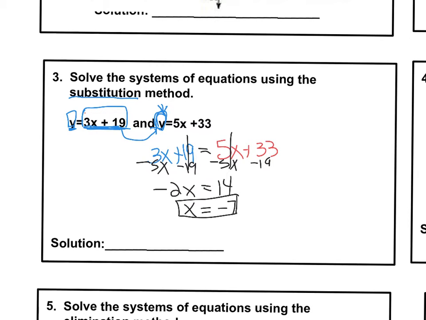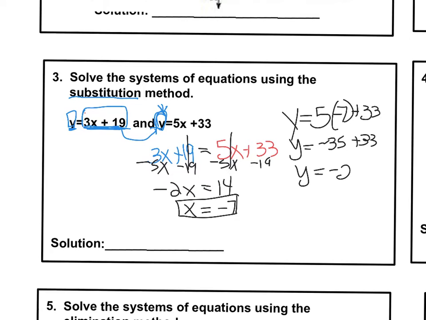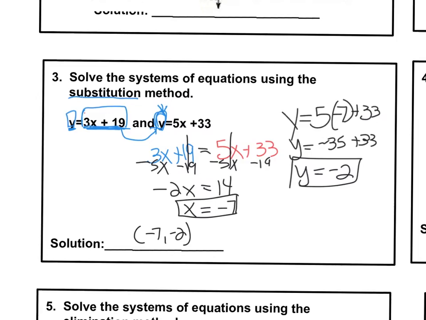Now we know what x is. We need to find out what y is. I can substitute it in either equation, it doesn't matter. I'm going to substitute -7 for x. So y equals 5 times -7, which is -35, plus 33. So y equals -2. Your solution is (-7, -2).